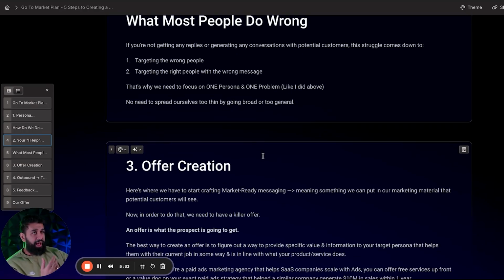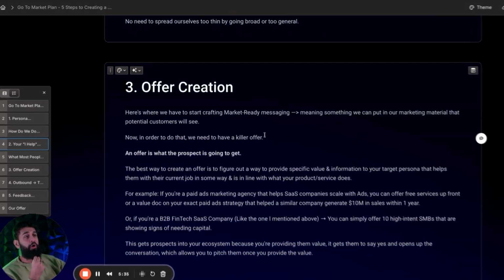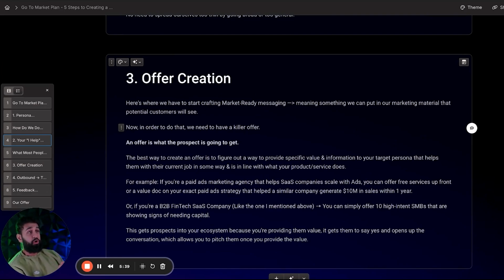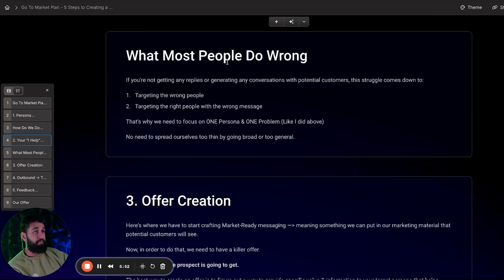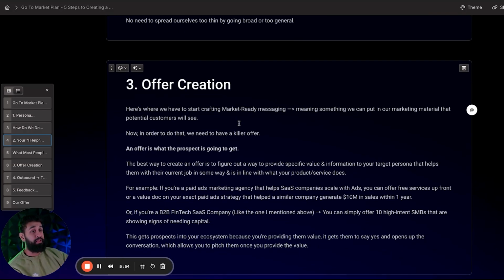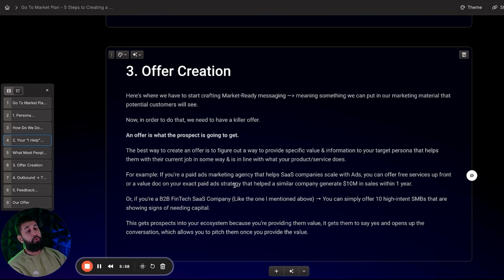So after we do that, we're going to do something called offer creation. Okay, so here's where we actually have to start crafting market-ready messaging, right? That means it's something that we can put in our marketing material that potential customers are going to see. So it can't just be super wordy like this, right? It has to be something concise, something that actually resonates with our prospects, and more copywriting, right? So in order to do that, we have to have a killer offer, right?